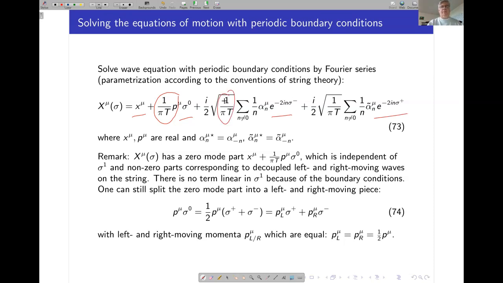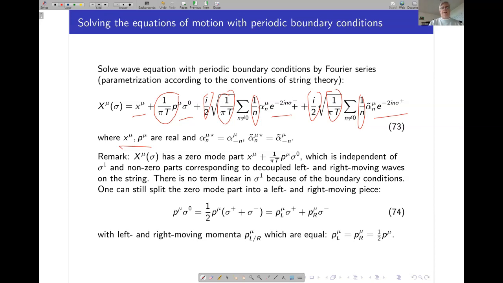And again, there are some conventional factors in front and some factors of i, which we will see later why they are convenient, and also 1 over n, which we will also see later why it's convenient. But that's just a conventional way of writing it a bit differently. And we also note that, of course, this has to be real. So x and p are real.